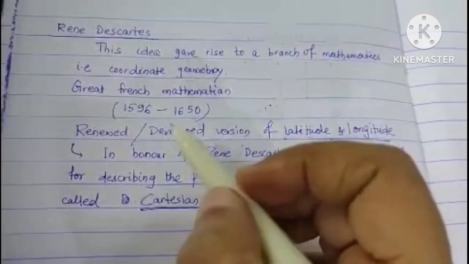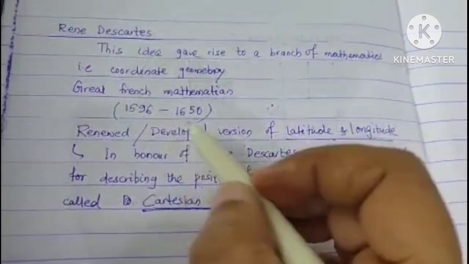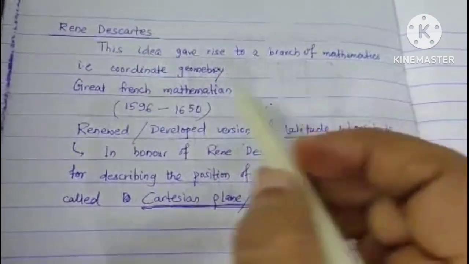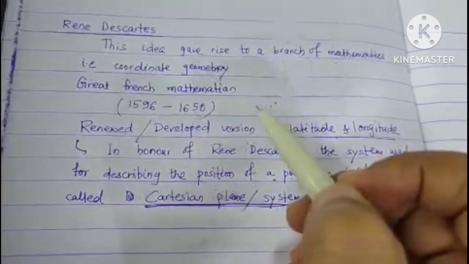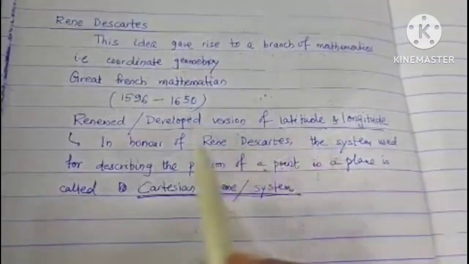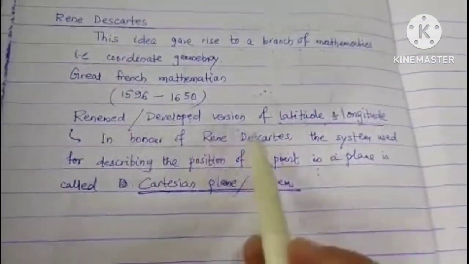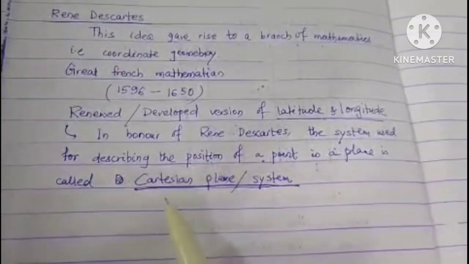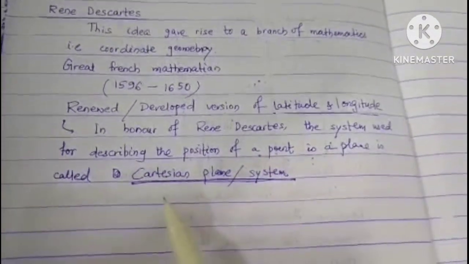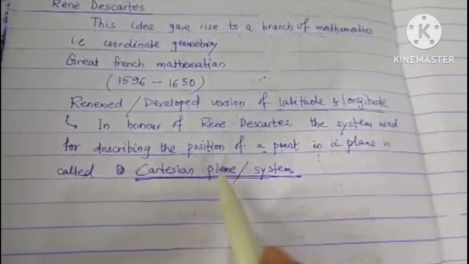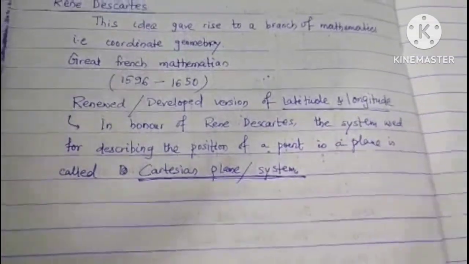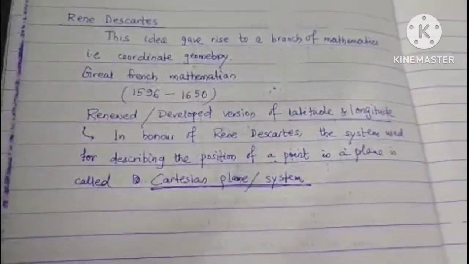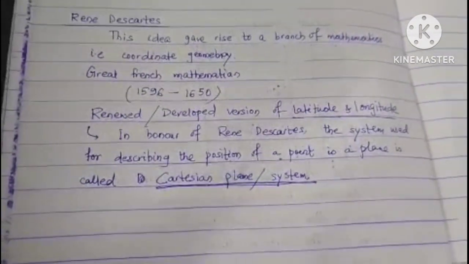René Descartes was a French mathematician, 1596 to 1650, and his idea gave rise to a branch of mathematics called coordinate geometry. His idea was a renewed and developed version of latitude and longitude. So in honor of him, the system that was developed was named the Cartesian system. Now we will get to know the various terms associated with this Cartesian system.